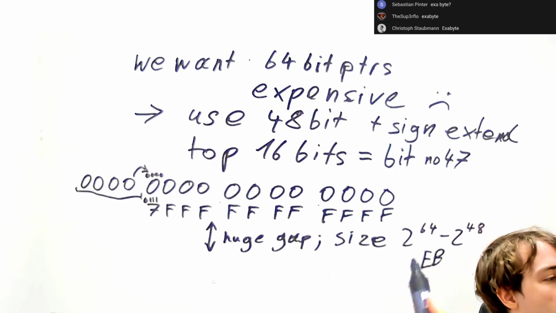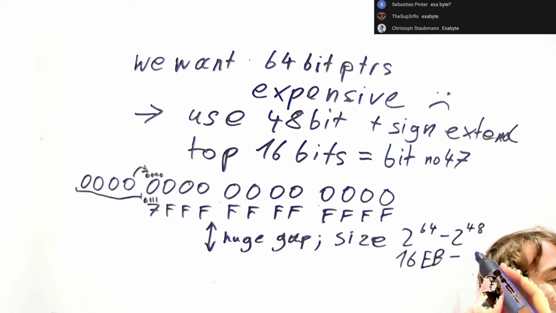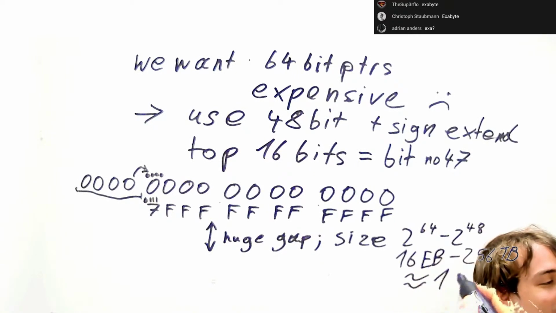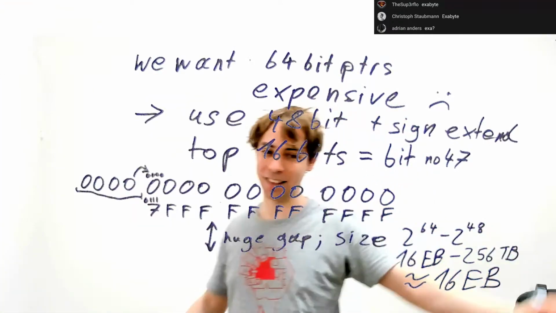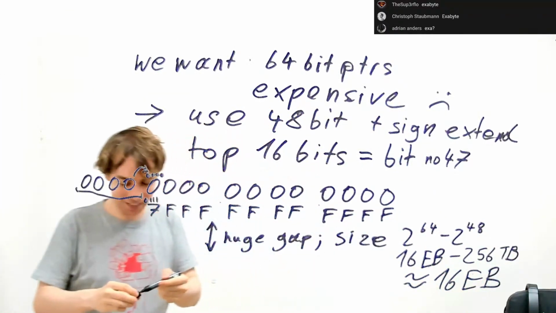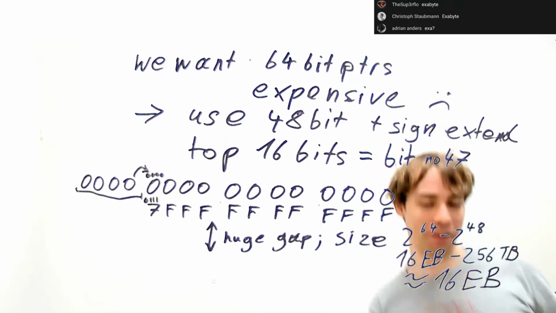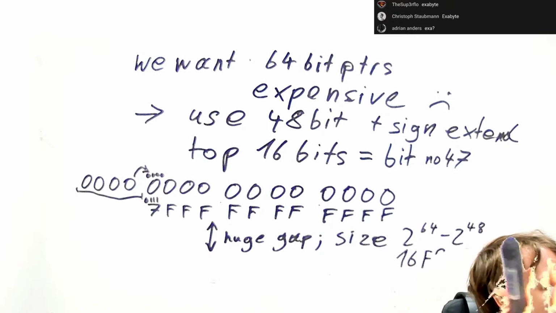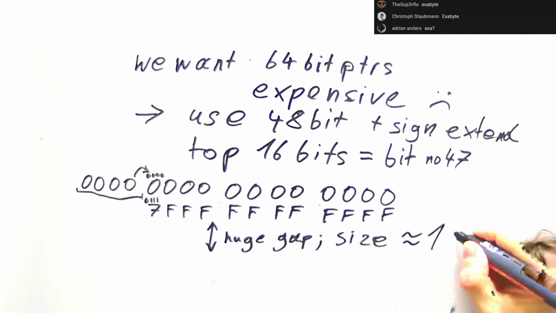Exabyte. So this is 2 to the 4, so this is 16 exabytes minus 256 terabytes. So this is approximately 16 exabytes, because terabytes doesn't even fall into account. It's still approximately 16 exabytes, right? This is a really huge gap. That's the largest part of our address space. Gap size, we computed this. It's approximately 16 exabytes.